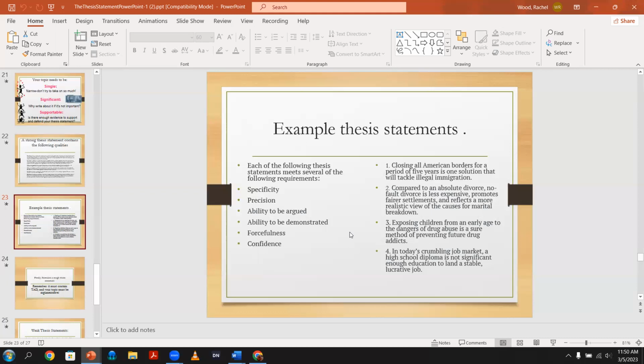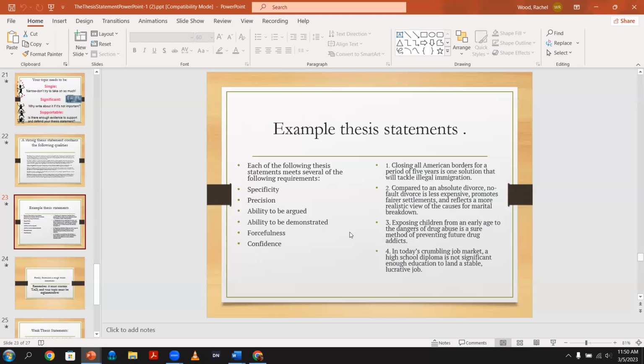Number 4, again, is very much like number 3. It's a little more sophisticated, but it does have specificity. It does have precision. It can be argued. It can be demonstrated. It's forceful, and it's very confident. So number 4 is, in today's crumbling job market, a high school diploma is not significant enough education to land a stable, lucrative job. Now, at that point, this is a thesis statement. It would go at the end of an introductory paragraph, and then you would begin to explain why.